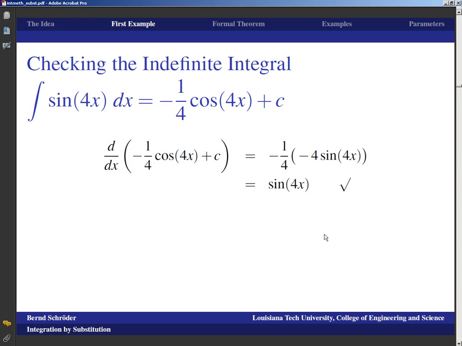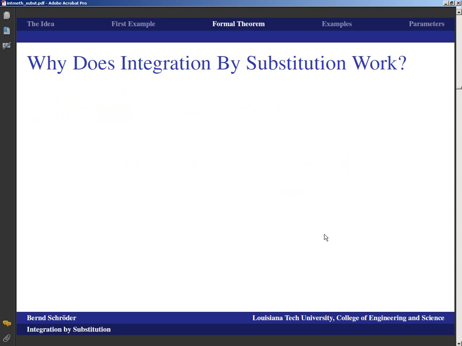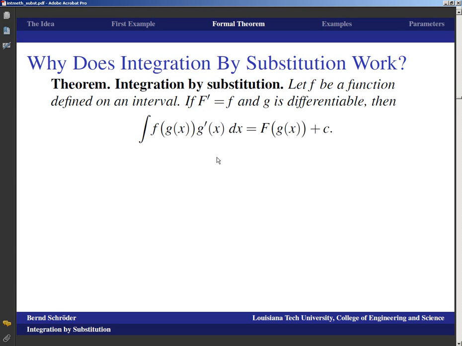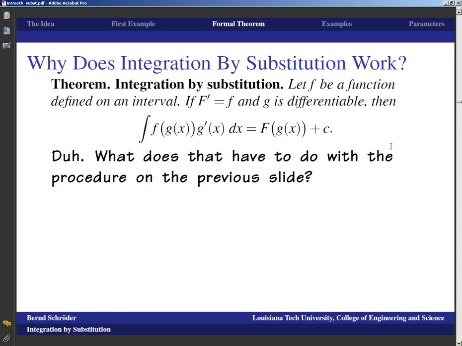Well, if this method only works for certain examples, then it's really not a mathematical method, and it turns out that integration by substitution does work in general, and here's why. The abstract theorem for integration by substitution is that if you've got a function that is defined on an interval, and if capital F prime is lowercase f and g is differentiable, then the integral of lowercase f of g of x times g prime of x dx is equal to capital F of g of x plus c. Well, what else would it be, right? That's just another one of those where you write down a differentiation formula backwards and you get an integration formula.